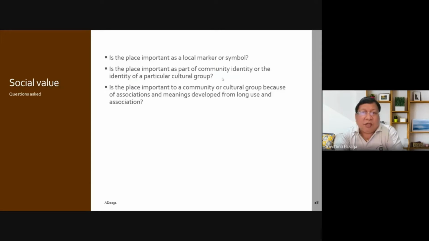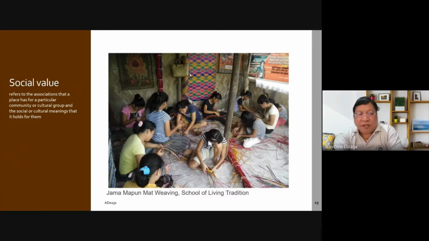Is the place important as part of community identity or the identity of a particular cultural group? Is the place important to a community or cultural group because of associations and meanings developed from long use and association? So even associations, it's not actually made by a group, but it's associated with them, and it can have a social value. Social value refers to the association that a place has for a particular community or cultural group, the social or cultural meanings that it holds for them.